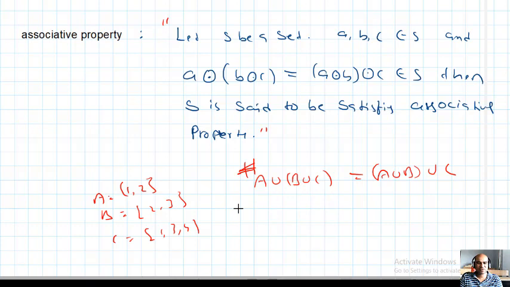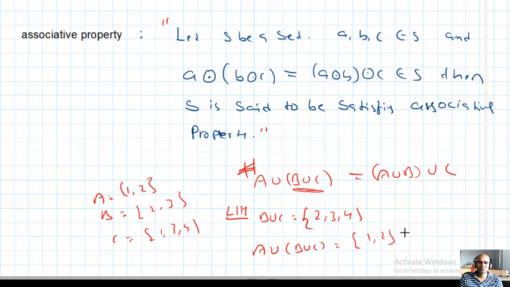You need to find LHS first. For LHS, first of all, I want to find B union C. According to the definition of union, B union C is 2, 3, 4 only. Now I want A union (B union C). A means 1, 2, union B union C means 1, 3, 4. By the definition, I can write 1, 2, 3, 4 is the LHS.